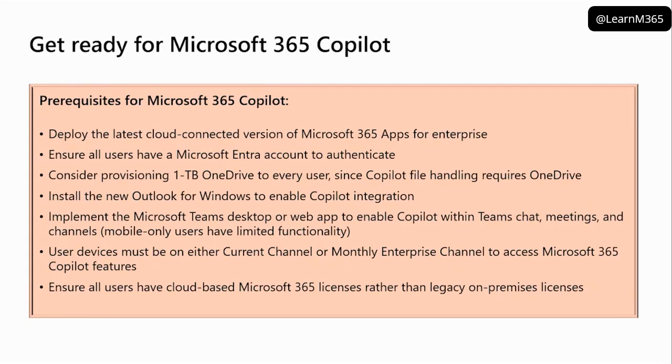Whenever you want to purchase and deploy Copilot for Microsoft 365, what should be the prerequisites? First of all, you need to deploy the latest cloud-connected versions of Microsoft 365 Apps for enterprise. Of course, Copilot is an add-on license. It works with the base license. So you need to have your applications deployed, and then only Copilot will work with those applications.